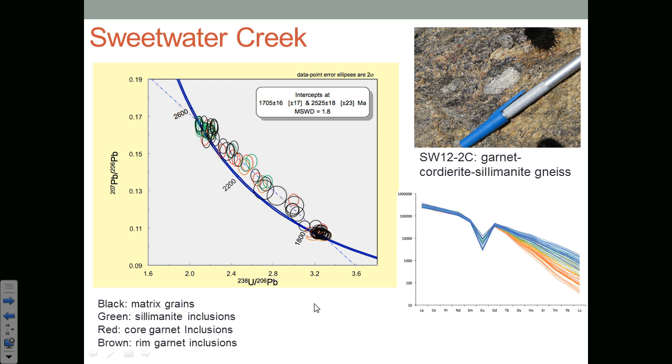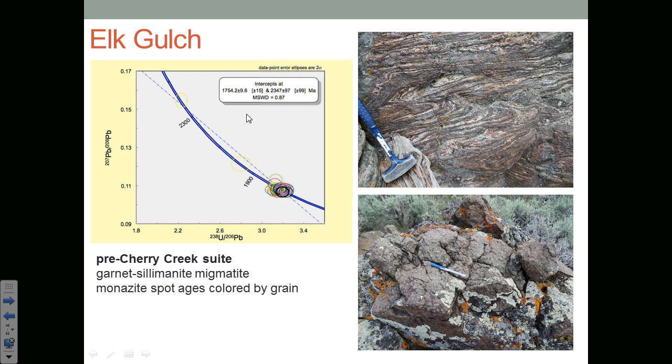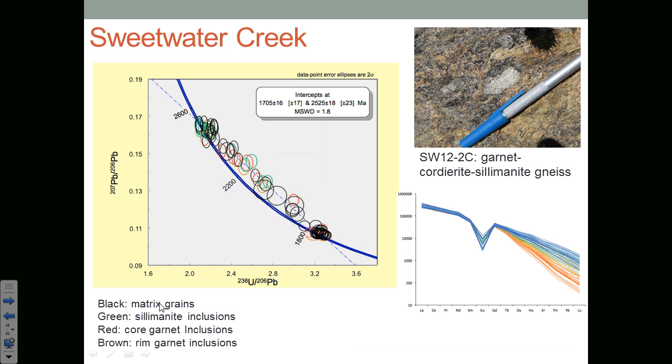And in this case, these are all color-coded by grains, so each grain has its own color in the previous one. In this one, we color-coded it by petrographic setting. So the black are matrix grains, the green are inclusions in sillimanite, red are in garnet, and brown in the rims of garnet. And these rocks, one of the characteristic pelitic lithologies is this very coarse-grained garnet sillimanite schist, or gneiss. This is a centimeter scale sillimanite crystal.